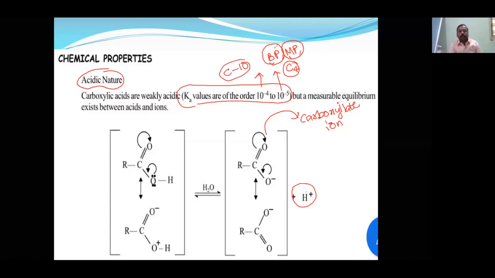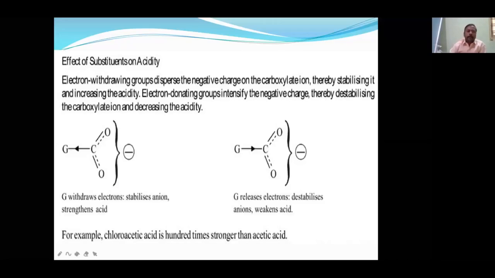And now chemical properties is, carboxylic acids are weak acids. Okay. Now let us see the very important points. Next one is effect of substituent on acidic strength. Definitely there will be an increasing order of acidic strength and a decreasing order of acidic strength.